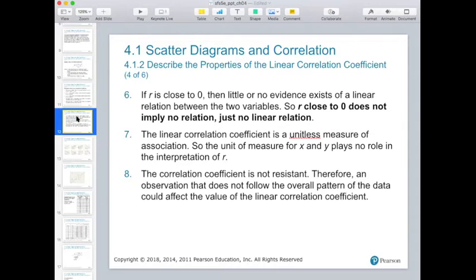But a median wouldn't be as affected. It was more resistant. So the correlation coefficient is kind of like the mean. It's not resistant. So we have to be careful with those extreme values. And it's always a good idea to describe them, where they came from, or try to explain it.